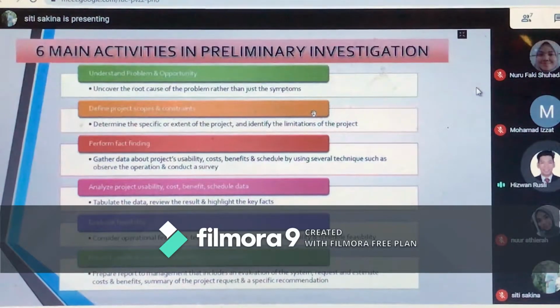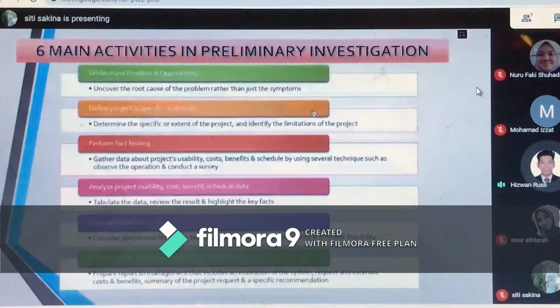Determining the project scope means defining the project boundaries or extent of the project. For example, a statement that payroll is not being produced accurately is very general. Compare with the statement, overtime pay is not being calculated correctly for production workers on the second shift at the luxury company. And the third, perform fact finding.